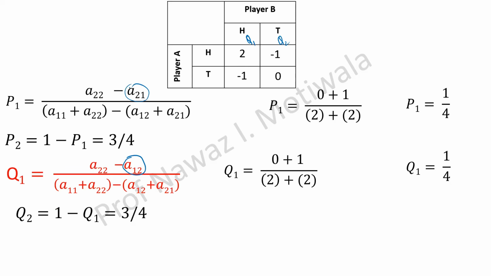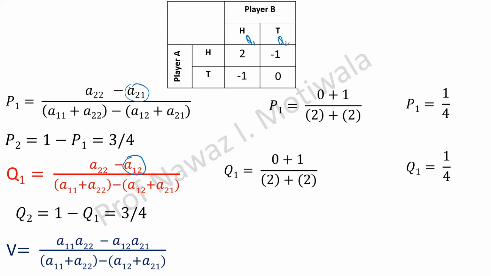And finally, I need the value of the game. So the value of the game will be, on both sides you write the determinant value: on top is the actual determinant, and in the denominator, in place of multiplication, write a positive sign. Substituting all the values as per the formula, I will get the value of the game as minus 1 by 4. Now what can you tell from this answer? The value is coming out to be minus 1 by 4. What can you conclude?